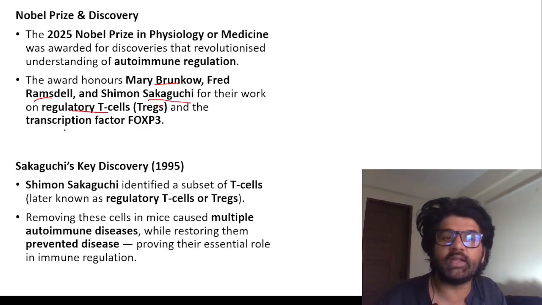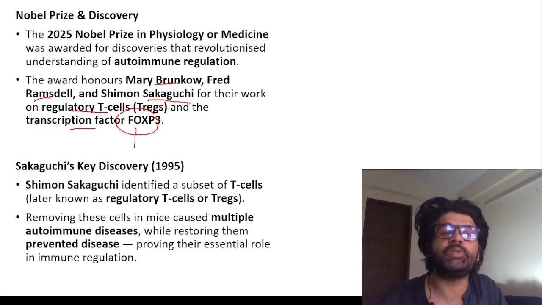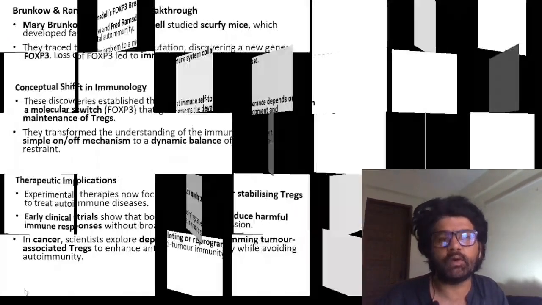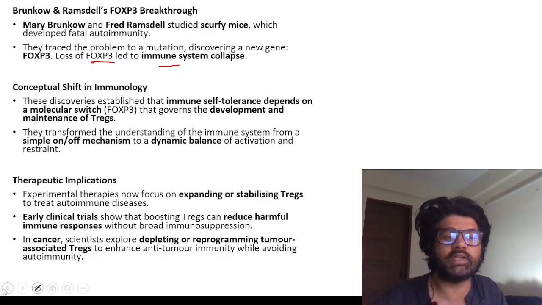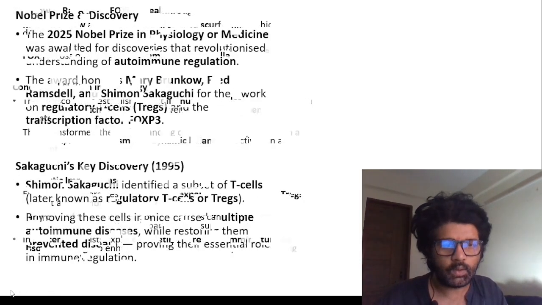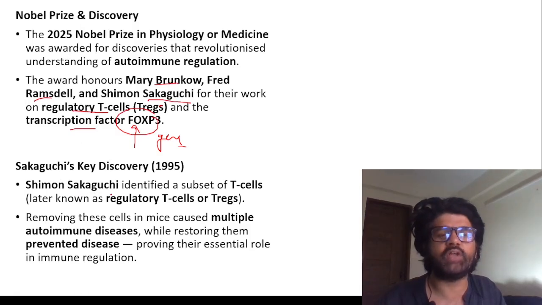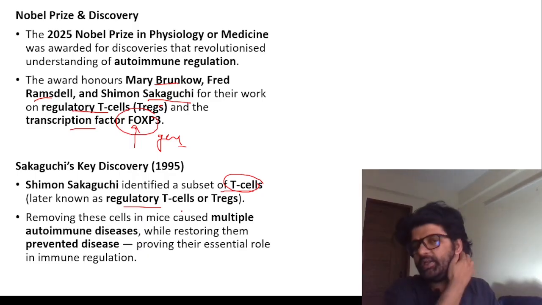on regulatory T cells and the transcription factor FOXP3. FOXP3 is a gene. So if you have this gene, T cells will work properly. In mice, the experiment was done where they removed this gene. Loss of FOXP3 led to immune system collapse, because if this particular gene is not there, T cells will not work properly. So that is what they are saying. Shimon Sakaguchi identified a subset of T cells which is known as regulatory T cells or Tregs.